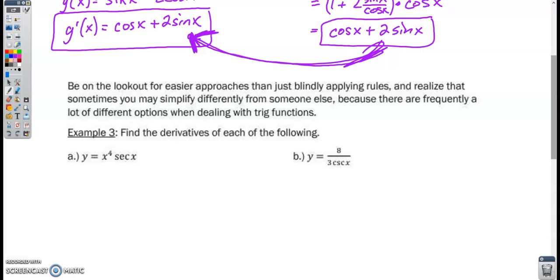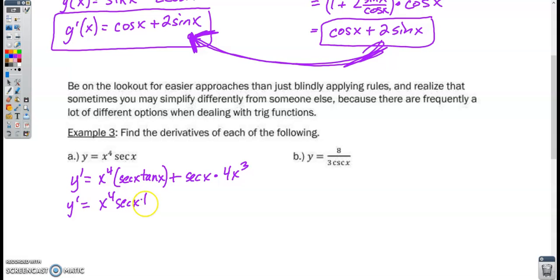Part A, y equals x to the fourth times the secant of x. There's not really anything that we can do to make that simpler, so I'm just going to go ahead and start applying my derivative rules. Y prime is equal to, and we're going to use the product rule. So we've got x to the fourth times the derivative of secant of x, which is secant of x tangent of x, plus secant of x times the derivative of x to the fourth, which is 4x to the third. So y prime is equal to x to the fourth secant of x tangent of x plus 4x to the third secant of x.